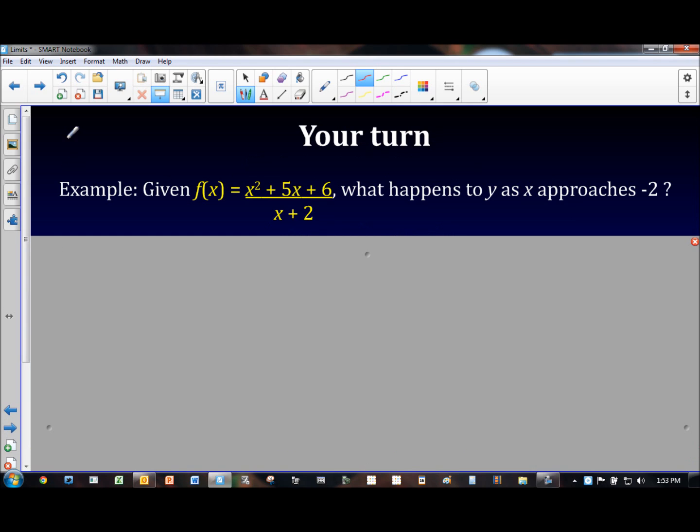All right, I'm giving you an example to work through. So here's the example. Pause the video and work on this example, and we'll see what you get.